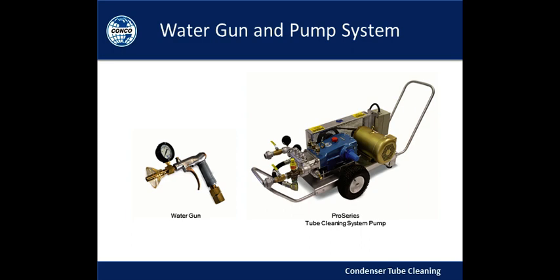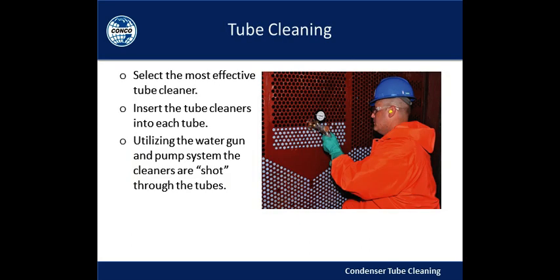Another interesting aspect of the mechanical tube cleaning is that the propulsion system or the pump system is small and easy to maneuver around the plant. So here you see a Pro Series tube cleaning pump, and we call it the Pro Series because it's what the pros use to clean the tubes. Service companies are utilizing that equipment as well as our own service division. And a water gun. So that's how the tube cleaners are propelled through the tubes.